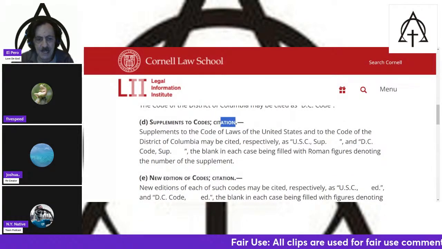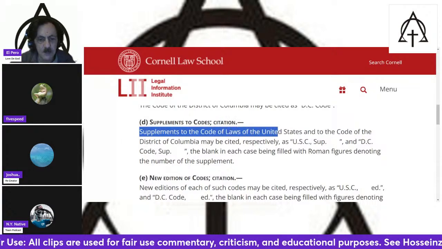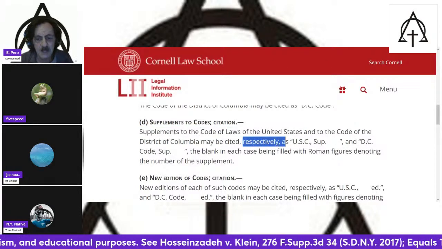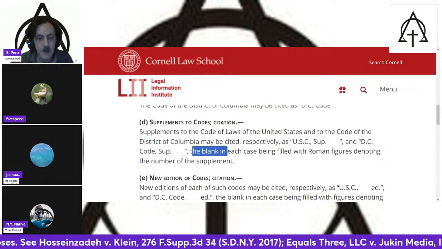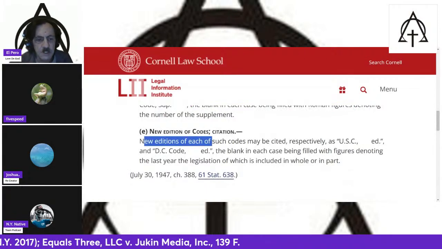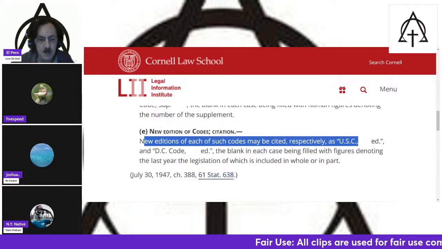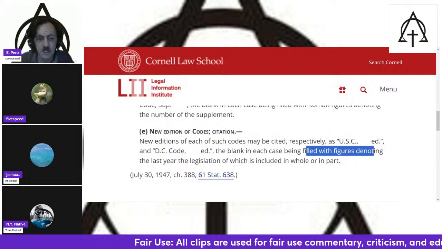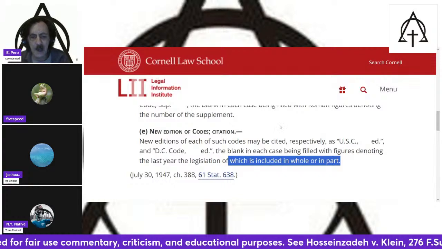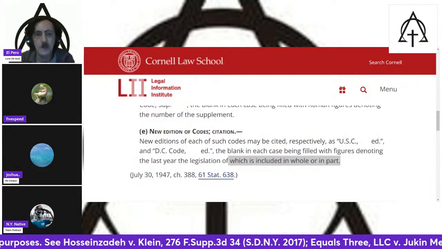Supplements to the codes, citation. Why do you think they call it a traffic citation? Supplements to the Code of Laws of the United States and to the Code of the District of Columbia may be cited, respectively, as U.S. Supplement and D.C. Code Supplement, the blank in each case being filled with Roman figures denoting the number of the supplement. New editions of each of such codes may be cited, respectively, as USC, ED, and D.C. Code, ED, the blank in each case being filled with figures denoting the last year the legislation of which is included in whole or in part. Why do you think they have a separation in the calendar years and the Dewey Decimal System? Do you understand what the Dewey Decimal System does to your math? You might be surprised.